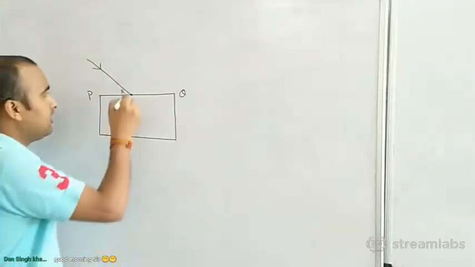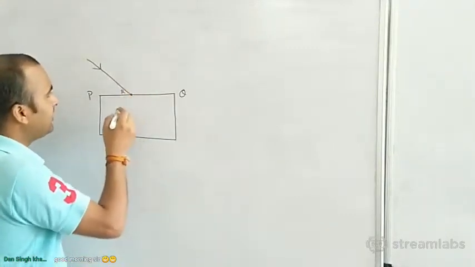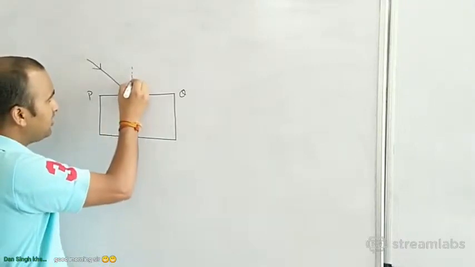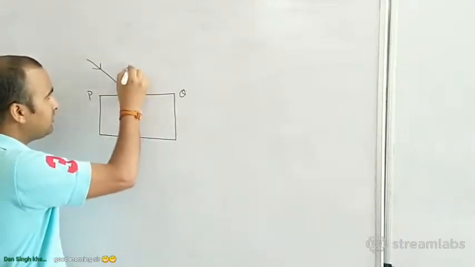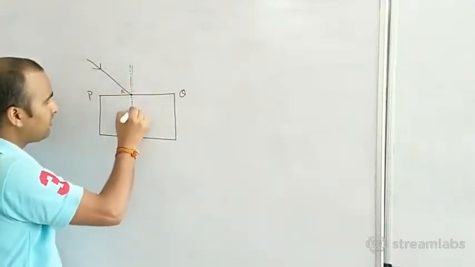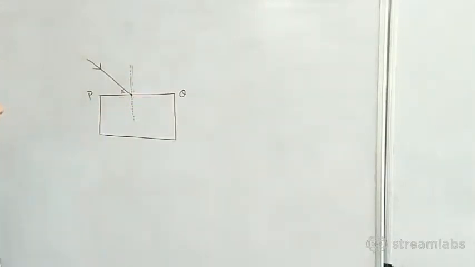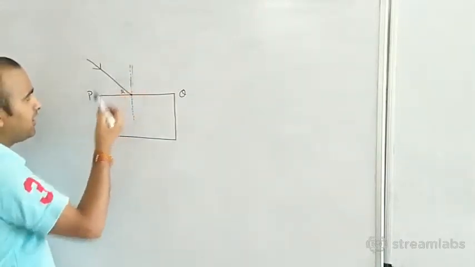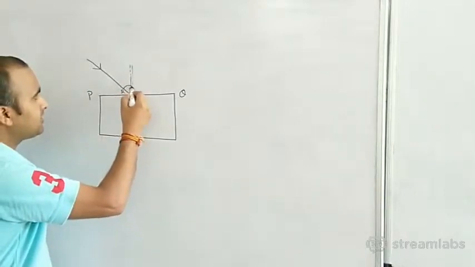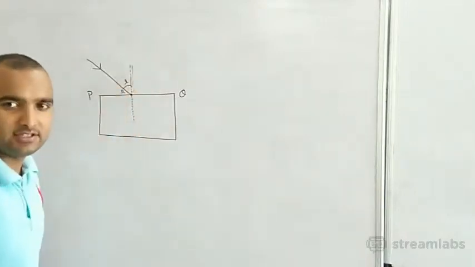At the point of incidence, I draw a perpendicular line, which is known as the normal of this surface. The angle between this normal and this incident ray is known as the angle of incidence.